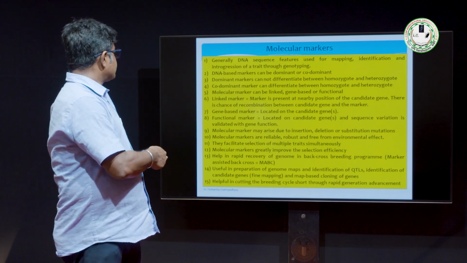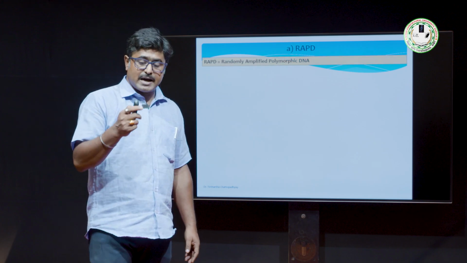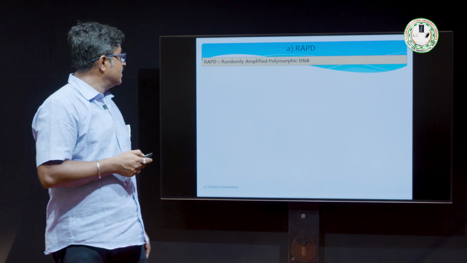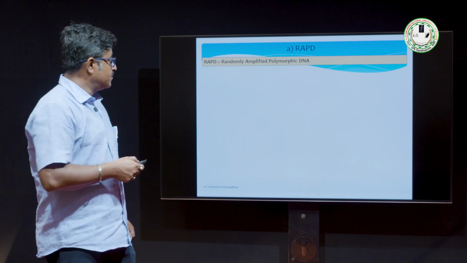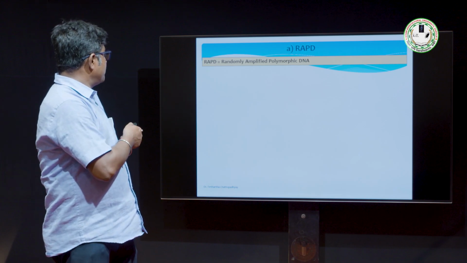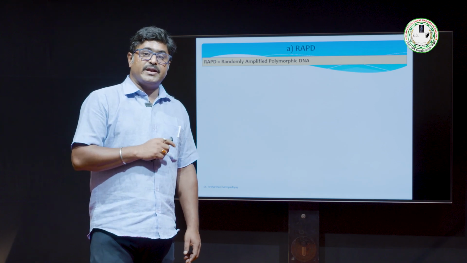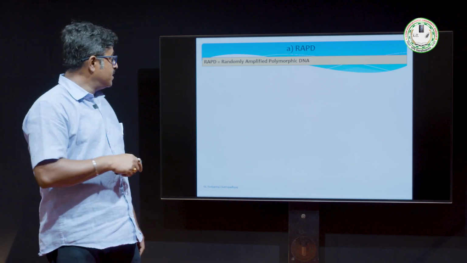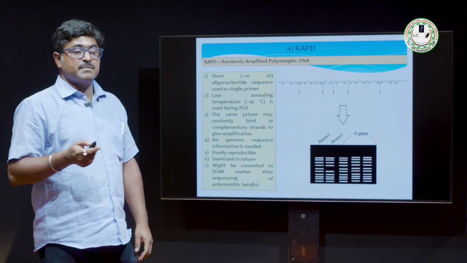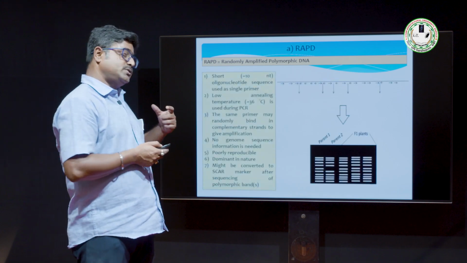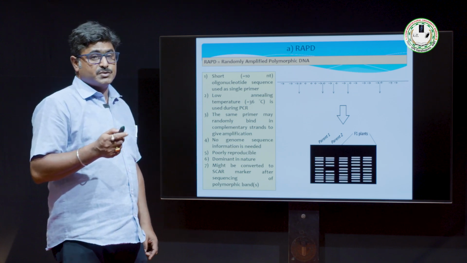So now let's come to the basic 10 types of molecular markers. The first one is RAPD, sometimes pronounced as rapid. This was one of the oldest forms of DNA based markers that we used. Its full form is randomly amplified polymorphic DNA. Here you need not know any genomic information of any crop, and you can use this marker because this is a PCR based marker where a very short, around 10 nucleotide long oligonucleotide primer is used.